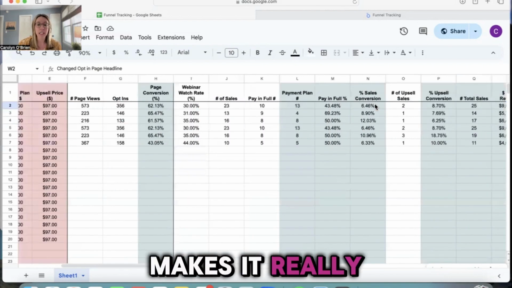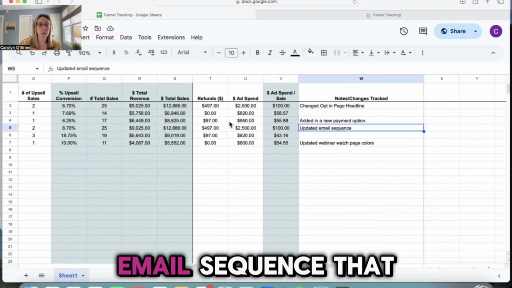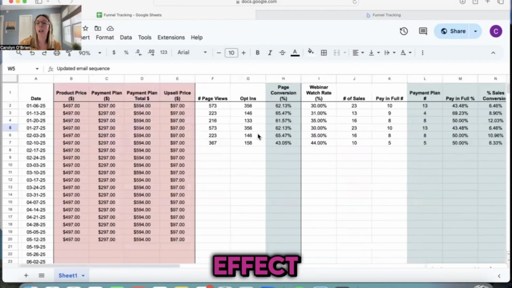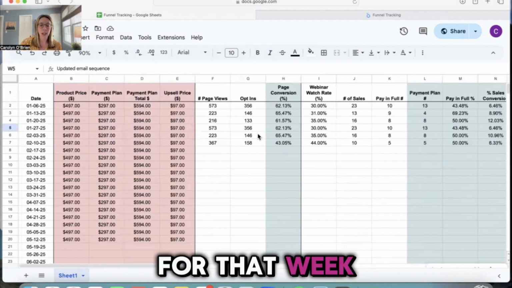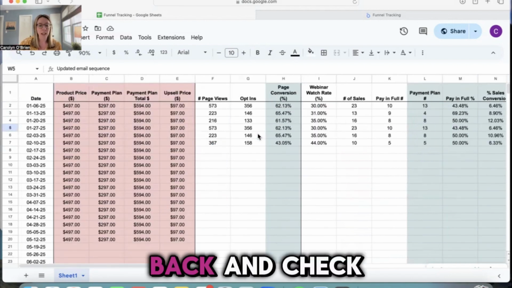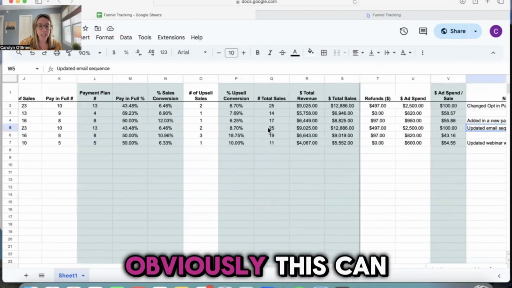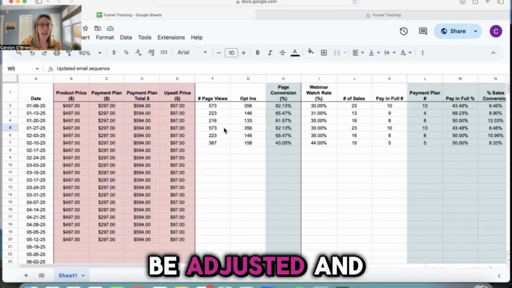And then it makes it really easy to say, oh, I updated an email sequence. Did that have a positive effect on the sales for that week? And so it makes it really easy to go back and check that. Obviously, this can be adjusted and customized as needed.